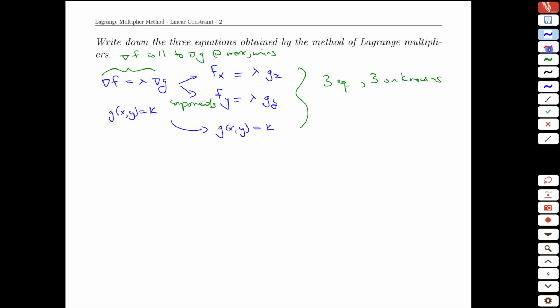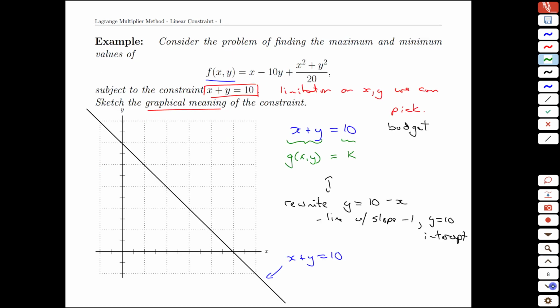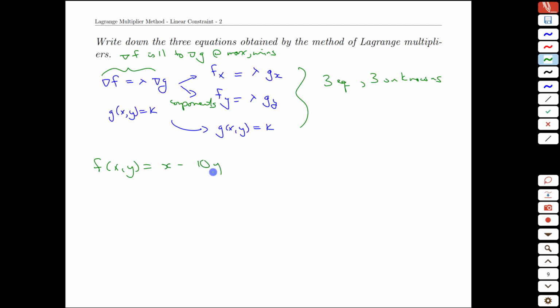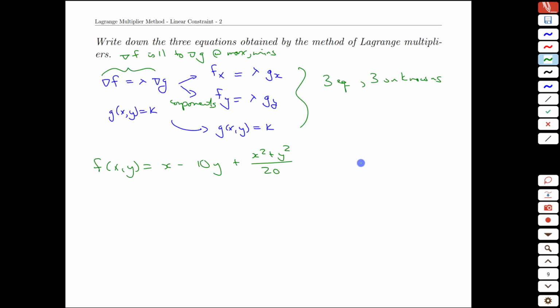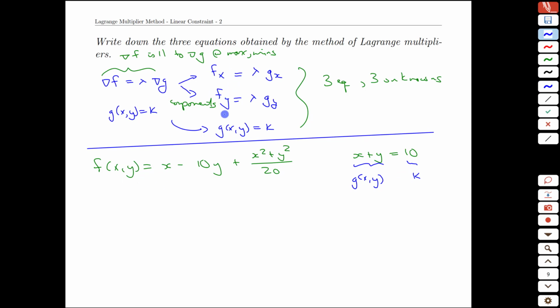What we're then going to do is translate that into the context of our particular problem. So our function was f of x y equals, going back a page, x minus 10y plus x squared plus y squared all over 20. And our x plus y equals 10 was our constraint, and that was our g of x y, and our k. So our next step is then to implement the derivative calculations. We need to fill in all the blanks for this.